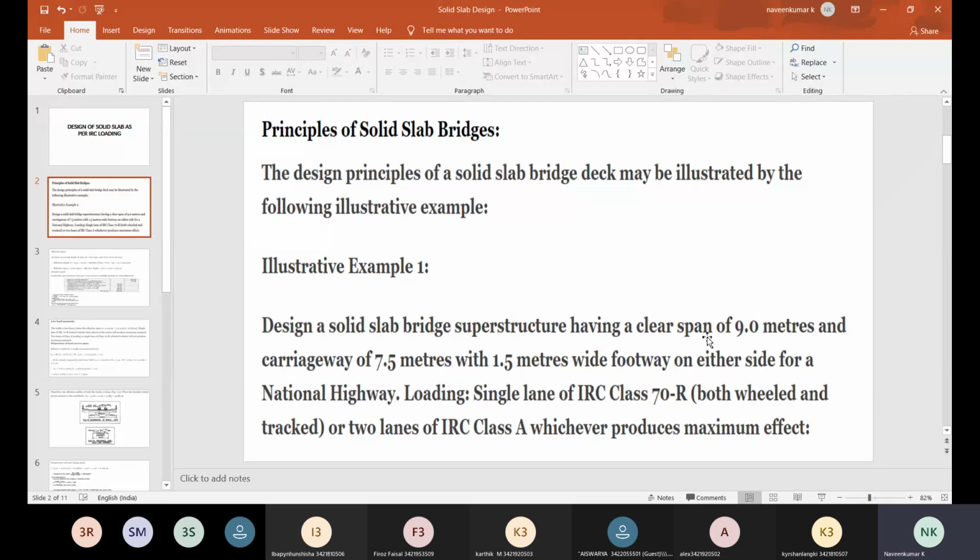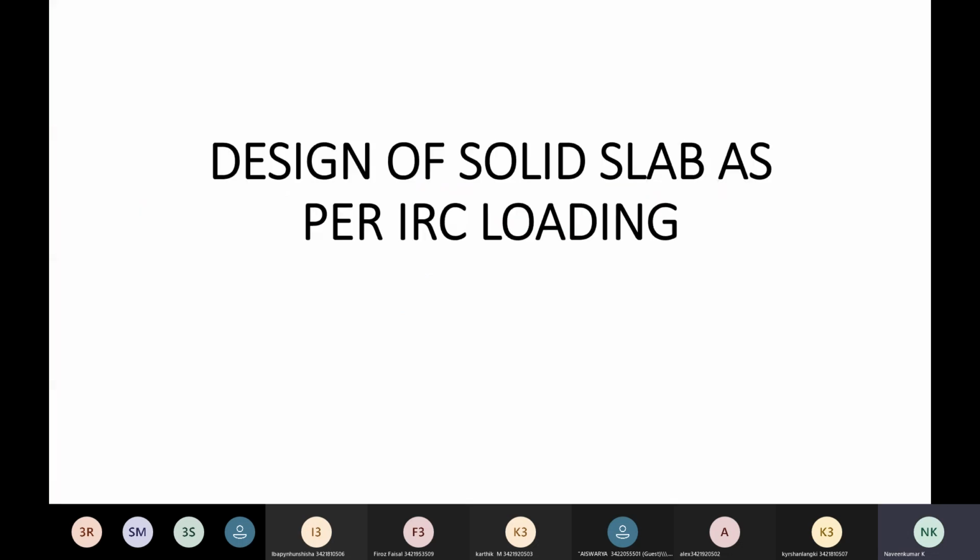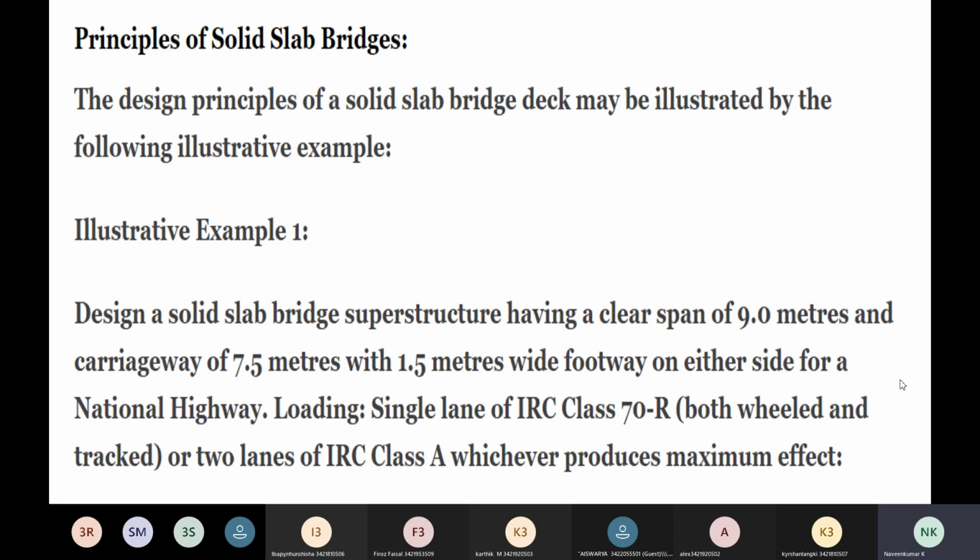Here comes the influence of the Indian Road Congress. As per the Indian Road Congress, the loading condition is given as class 70R, both wheeled and tracked. Tracked means, if you observe heavy vehicles, there will be two wheel tracks in the same position. So it is two wheel tracks and two lanes of IRC class A, whichever provides the maximum effect. This is the loading condition given, and based upon it we're going to design the structure.